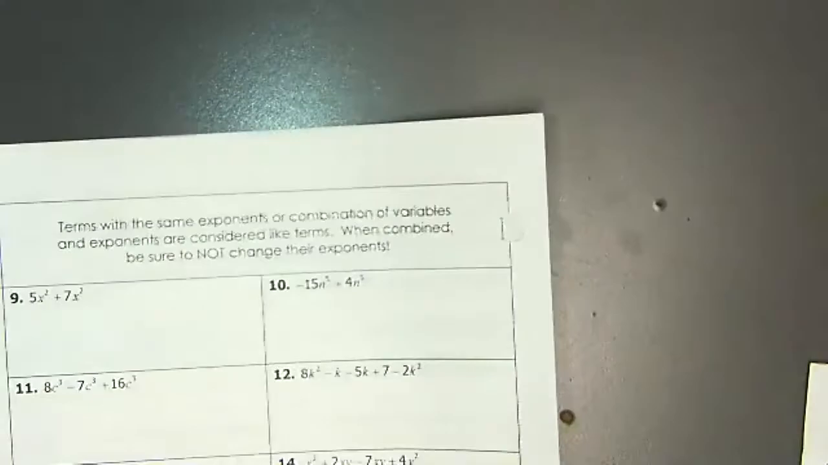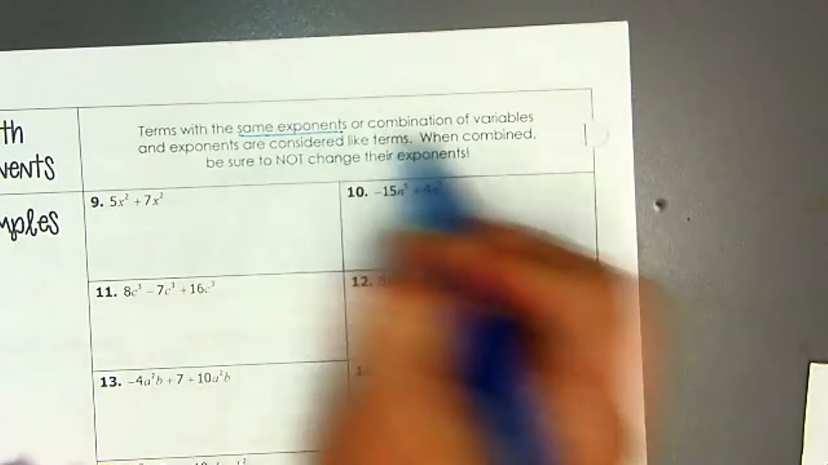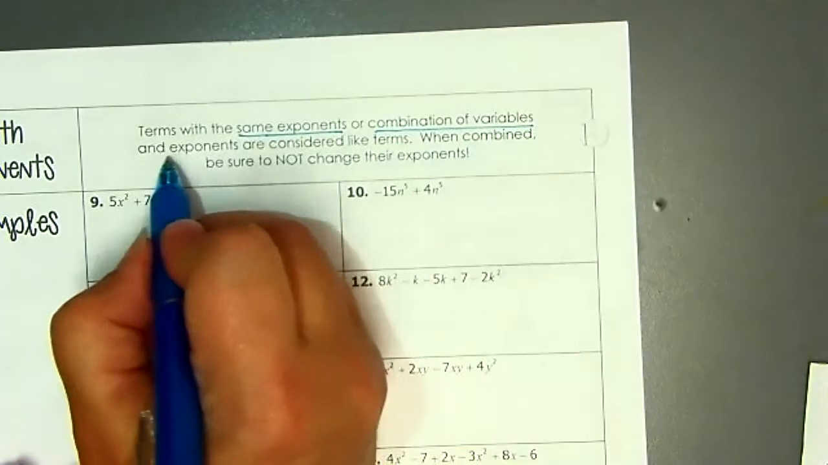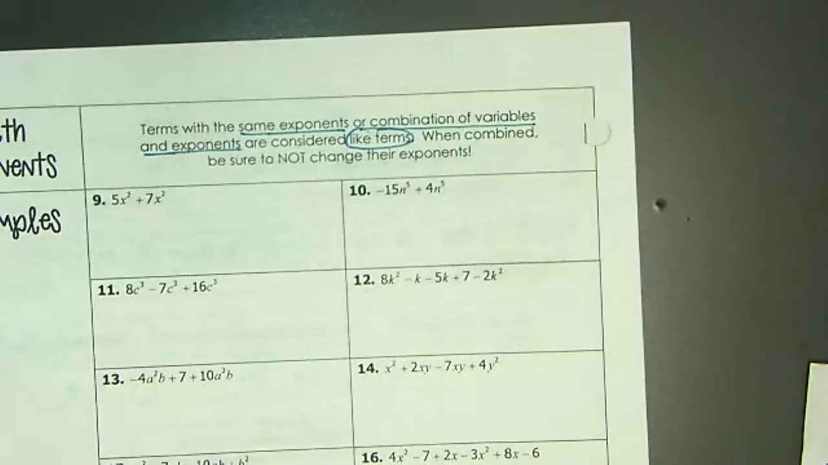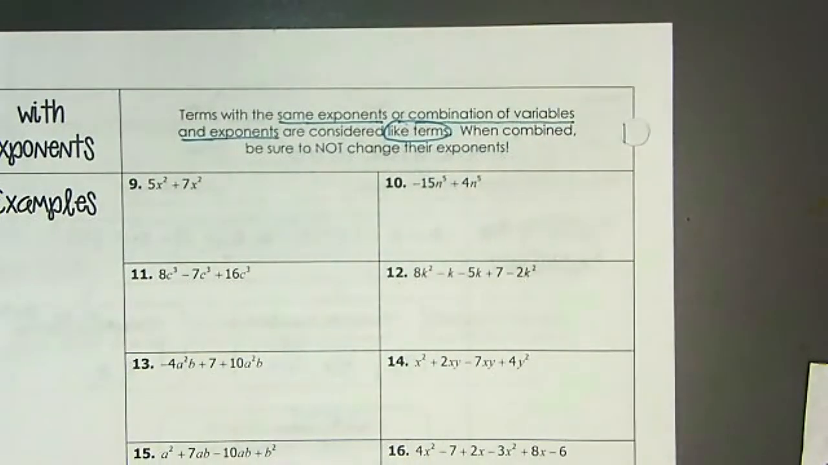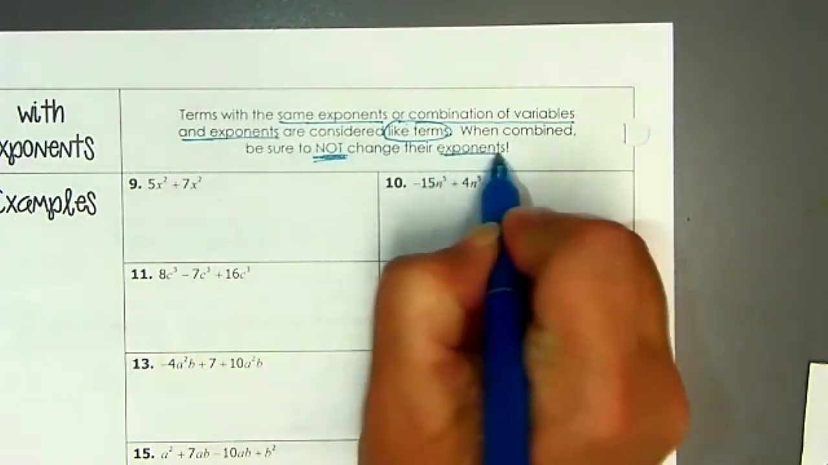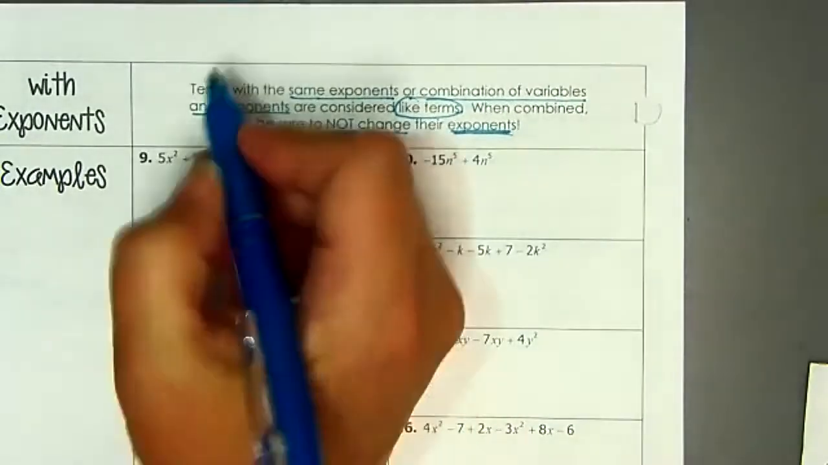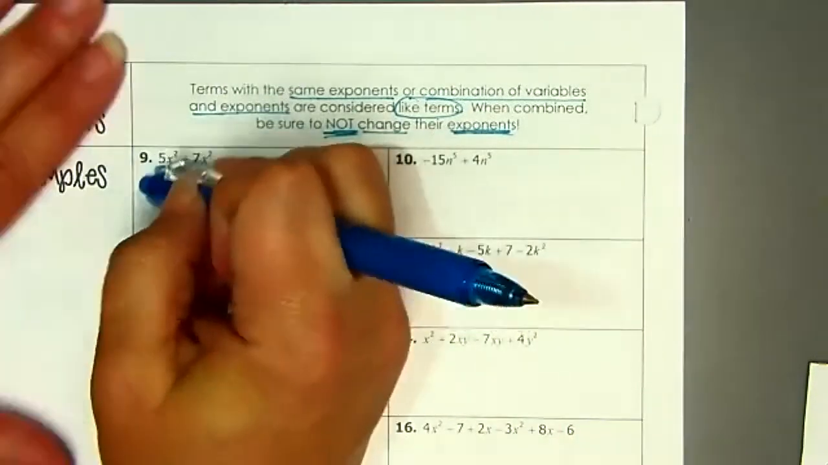Now we're dealing with exponents. You just have to pay attention if the exponents are the same. Terms with the same exponents or combination of variables and exponents are like terms. Again, they've got to have the same variable situation. Big thing, you do not change the exponents. All right, so when I'm looking at this, all I'm going to be doing is adding, oh, I'm not working this one. Hold up, sorry, I'm jumping ahead.